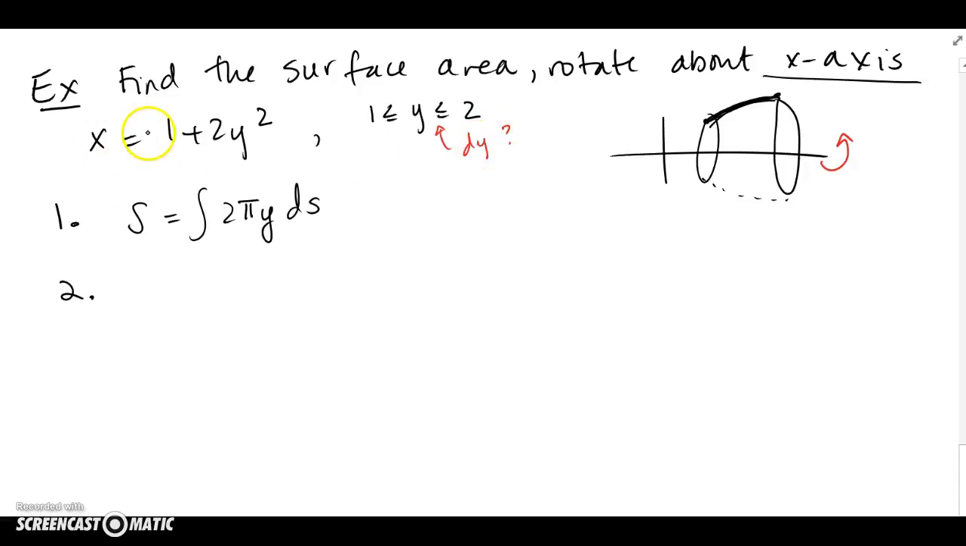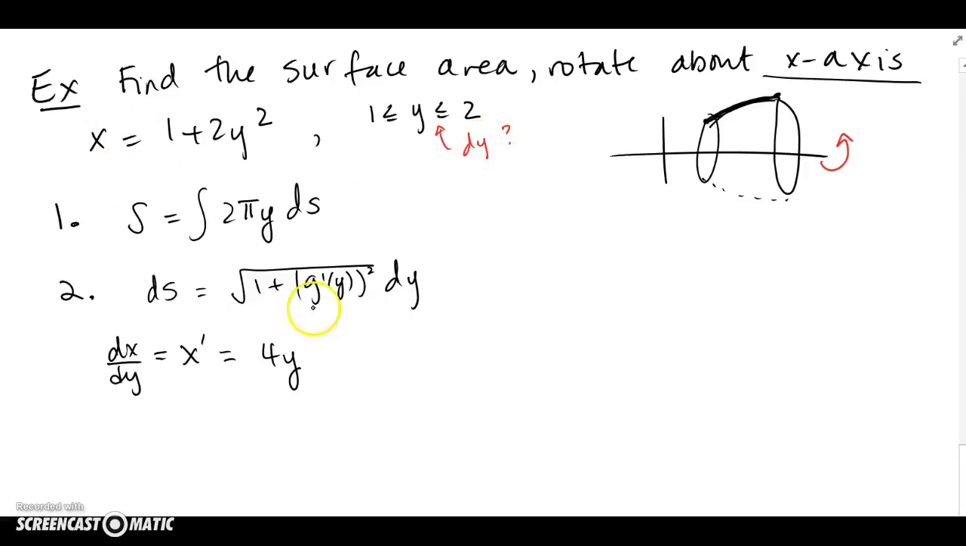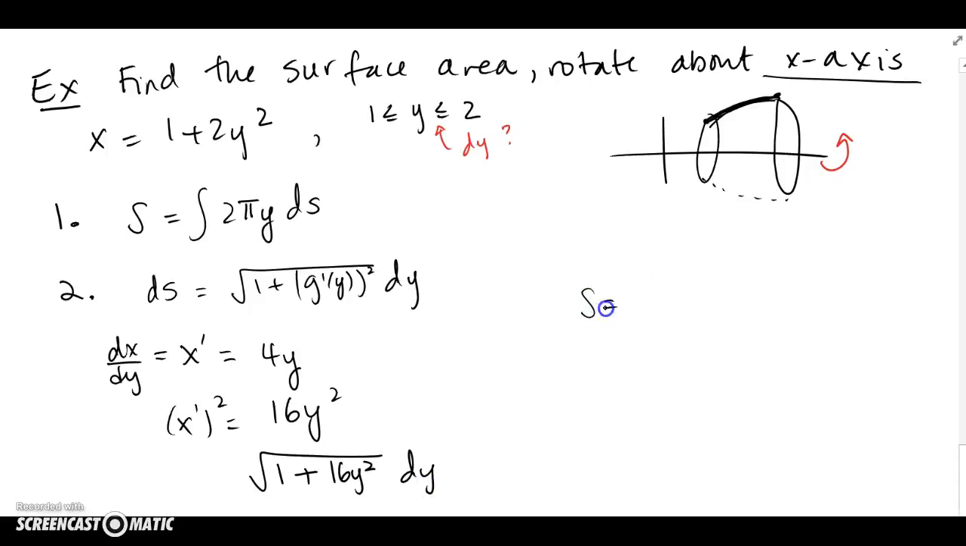So let's go find dx dy. So I'm using this version of my ds. Since the x is already isolated, I will have a dy problem. X prime is just going to be, that guy's going to go to 0, bring down the 2 for y. Let's square that guy, and we get 16y squared when we square it. And so our ds piece will just be the square root of 1 plus that guy, dy. So we can go to our integral. It's going to be 2 pi y, and here is my ds piece, the square root of 1 plus 16y squared dy. I was interested from 1 to 2.